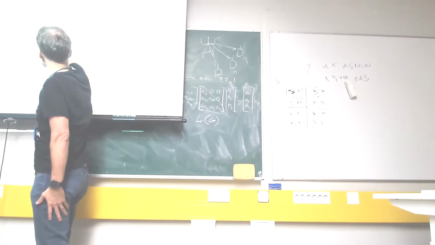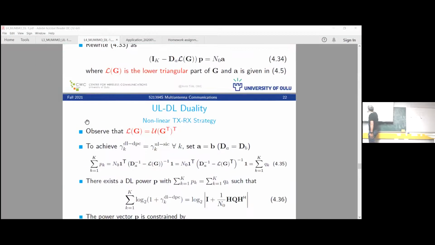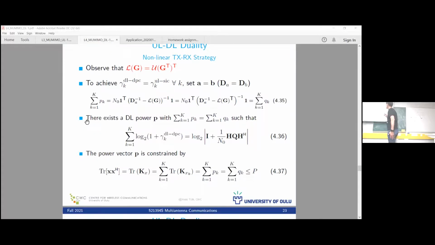And then we just transpose the lower triangular matrix of G. It becomes the G transpose, upper triangular of G transpose. Okay, and then this is equivalent to the Q vector, right? Sum Q.